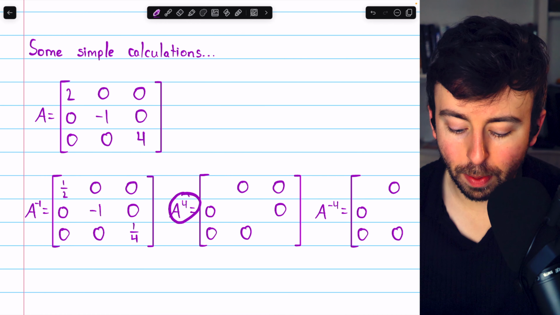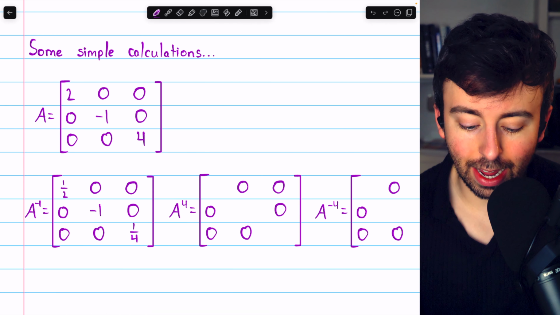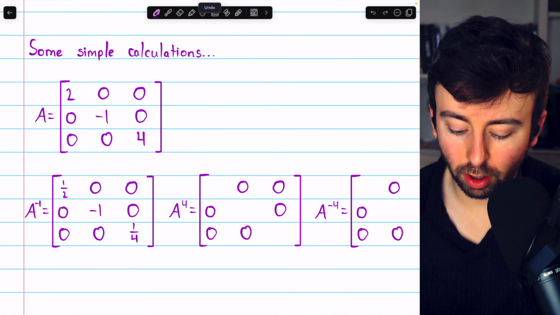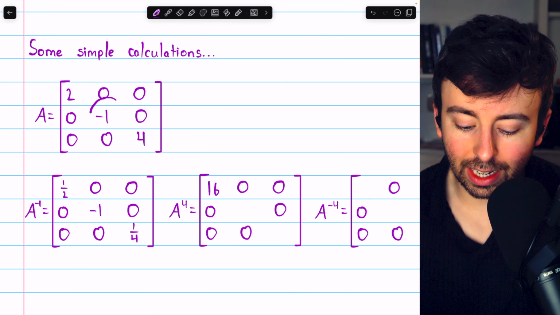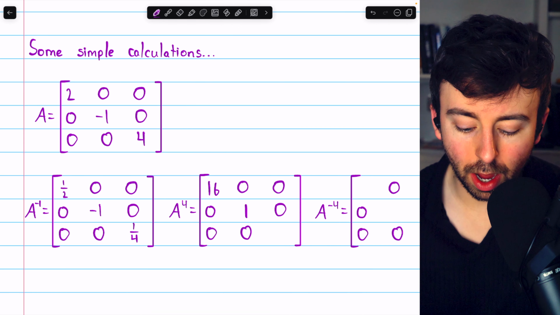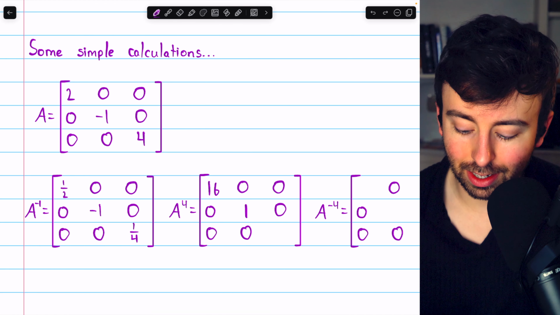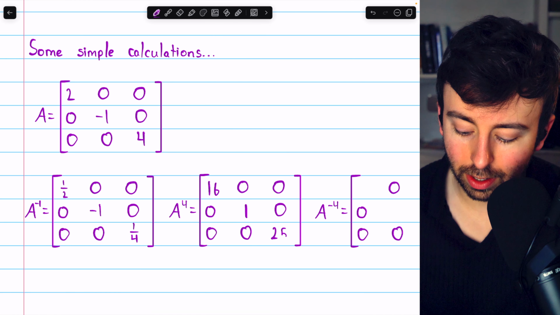Now what about A to the power 4? Well, we just have to take the diagonal entries from A and raise them to the power of 4. So we would have 2 to the power of 4, which is 16, -1 to the power of 4, which is +1, and 4 to the power of 4, which is 16 times 16, or 256.